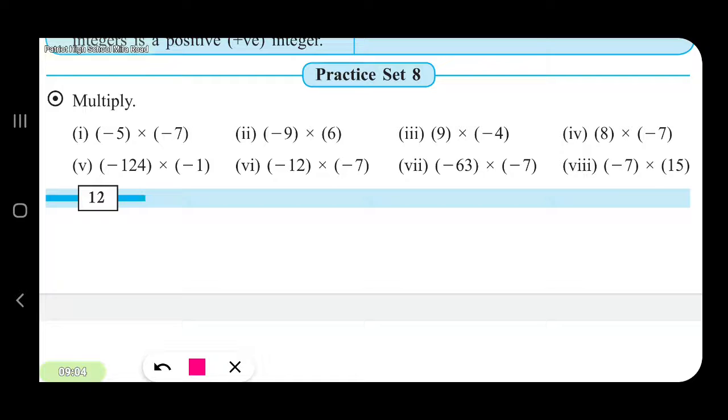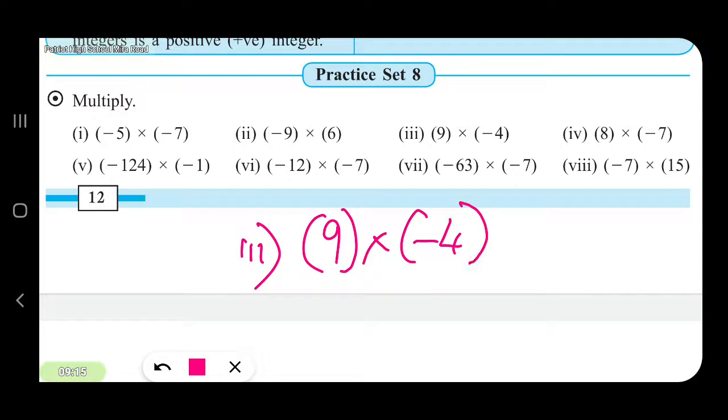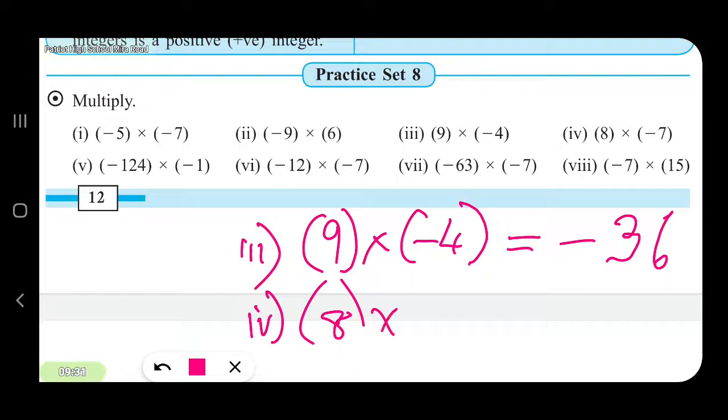The third example: the product of a positive number and a negative number. One of them is negative, so the product will be a negative number. 9 fours are 36, so it will be a negative number. Now the fourth example: one is positive and the second one is negative. Either of the two being negative, the product will always be negative. 7 eights are 56, so it will be a negative number.